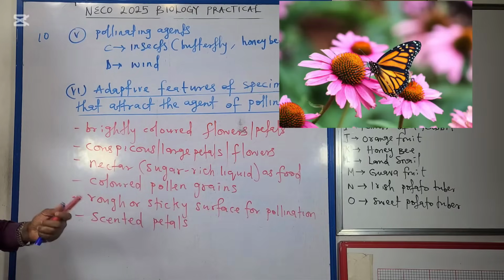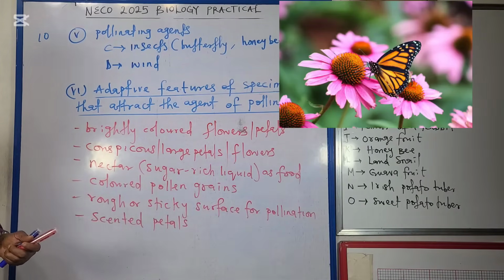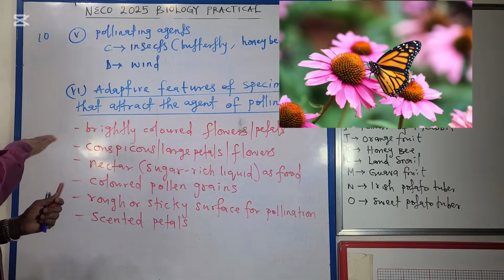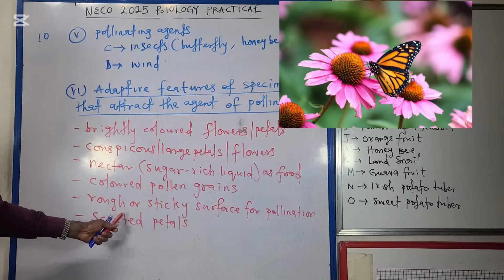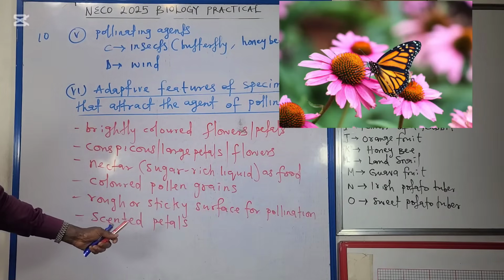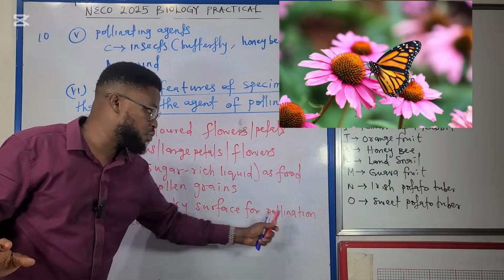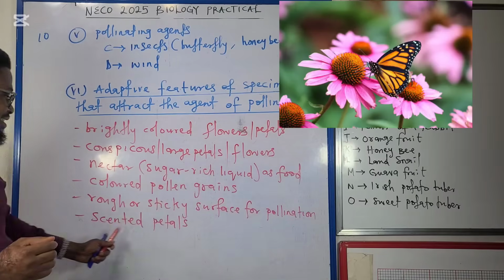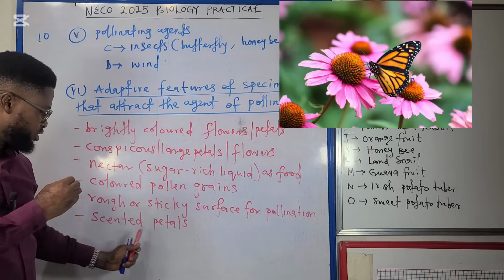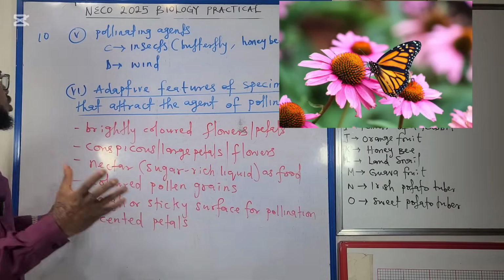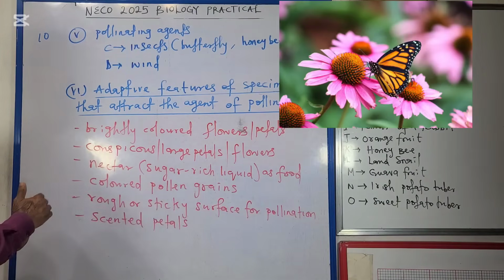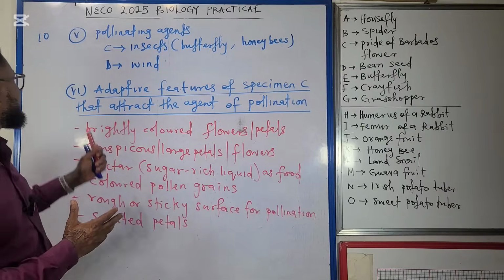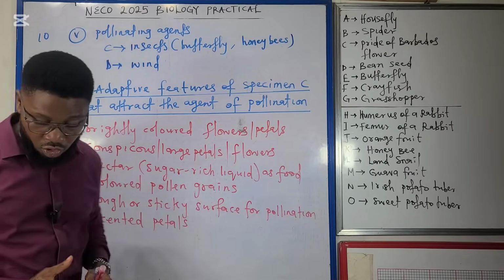Also, colored pollen grains attract them. As you look at the diagram on your screen, the pollen grain is yellow, brightly colored. Also, the surface of the flower is rough, and when you look at the stigma, it has a sticky surface for pollination. That is why those agents are coming. Also, the petals smell good. They are scented. You say scented petals. So those are the adaptive features of specimen C that attract the agent of pollination. And that just about ends question 10, Roman figure 6.